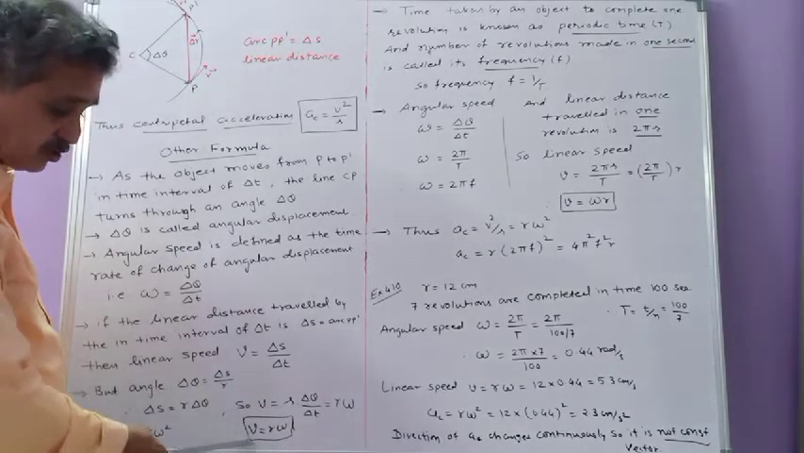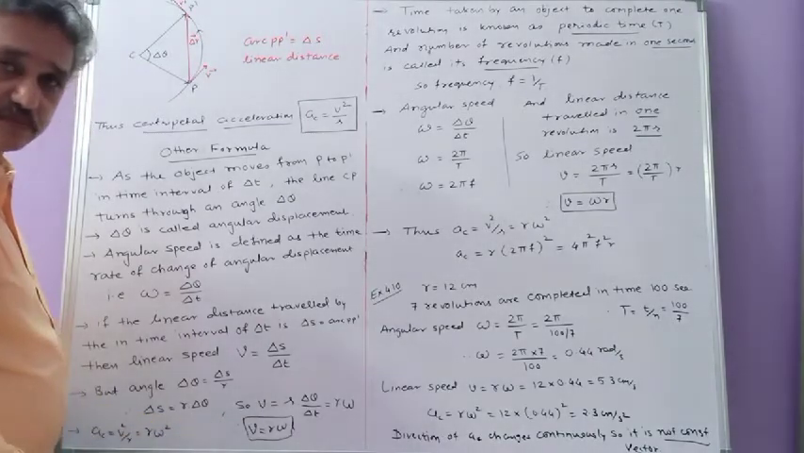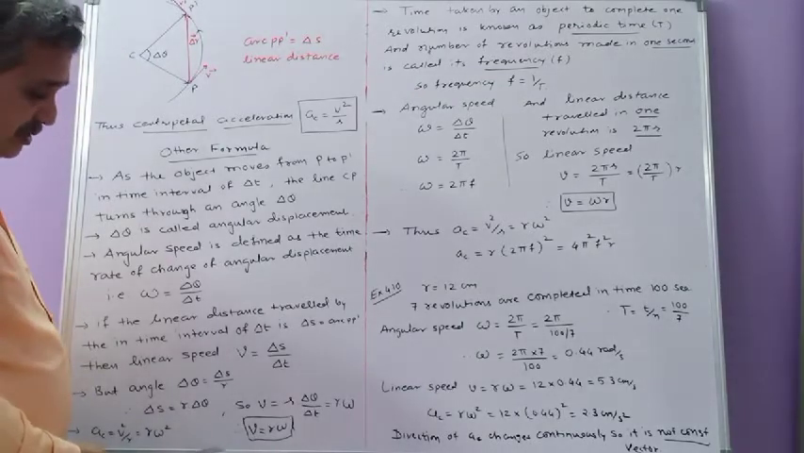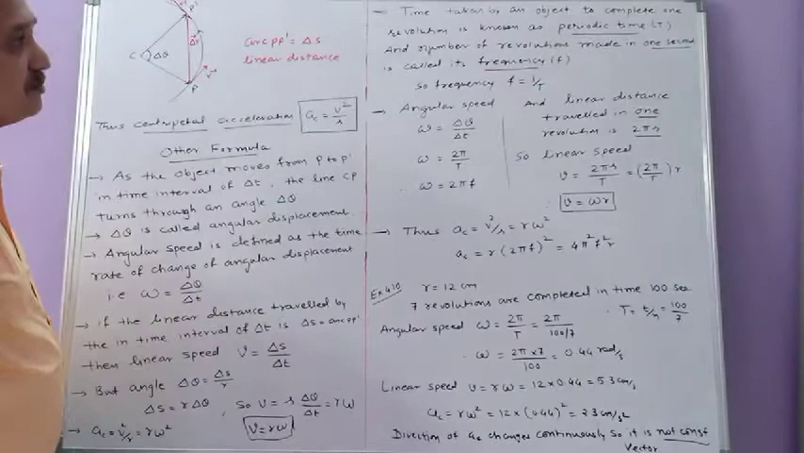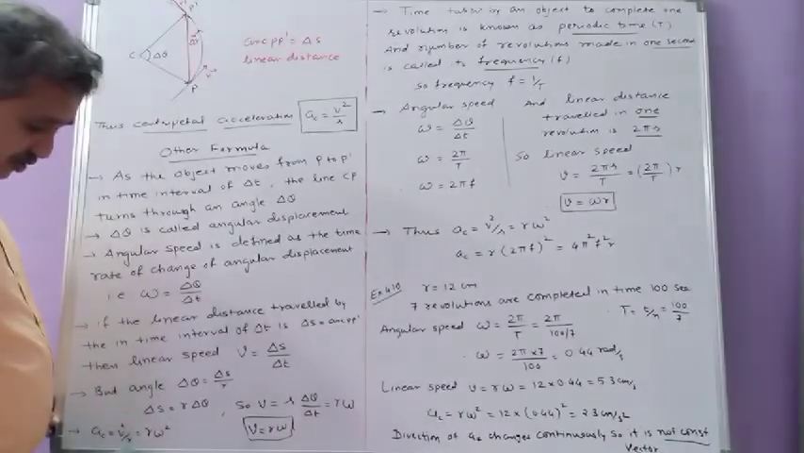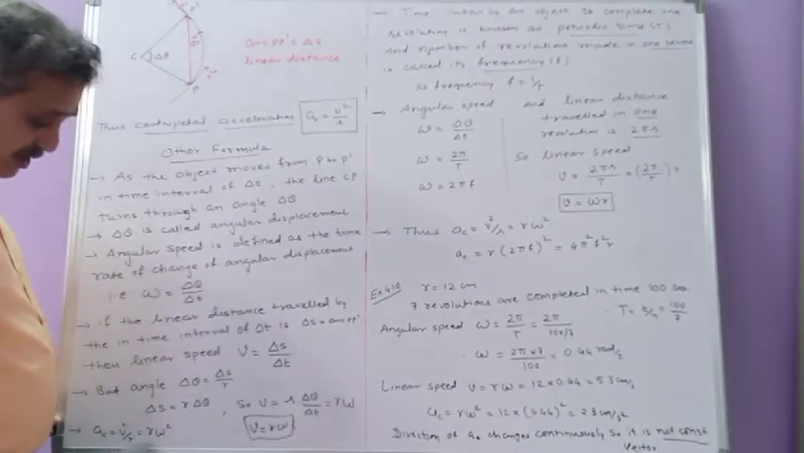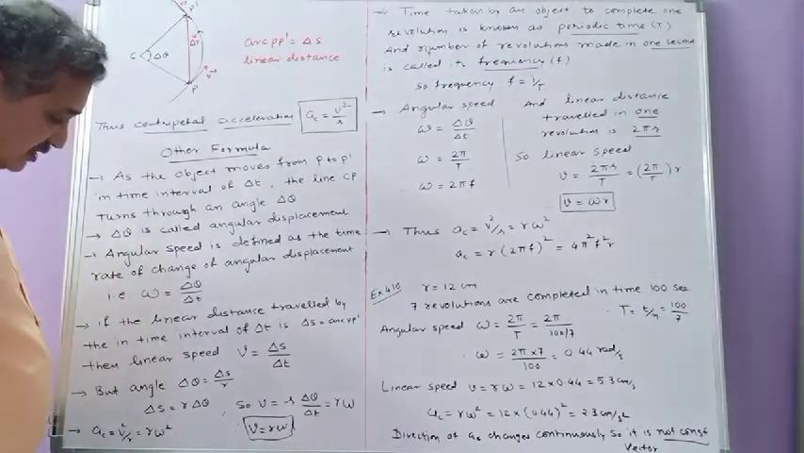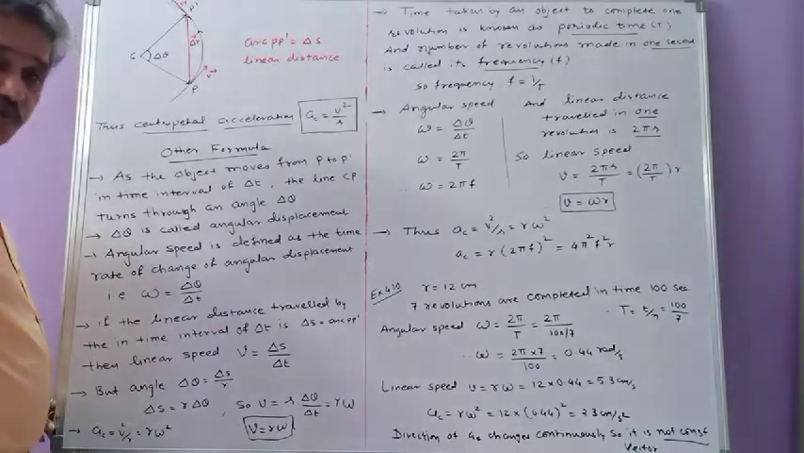This equation shows the relation between linear speed and angular speed. So linear speed v is equal to r into angular speed omega. And that v you put in the equation of centripetal acceleration, then you will get another equation. a_c equal to v square by r. Put v equal to r omega, so r square omega square upon r becomes r omega square. So there are two equations of centripetal acceleration: one is v square by r, another is r omega square.